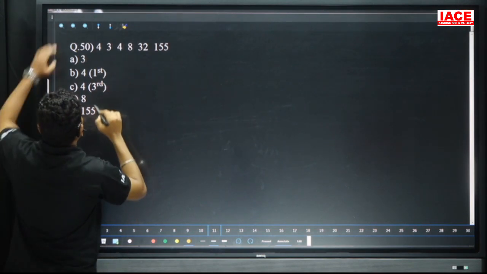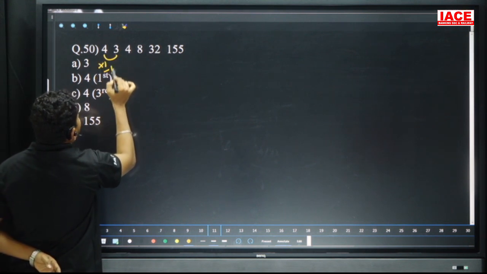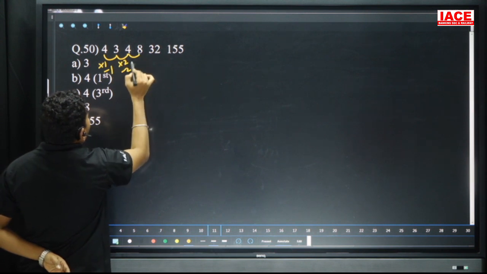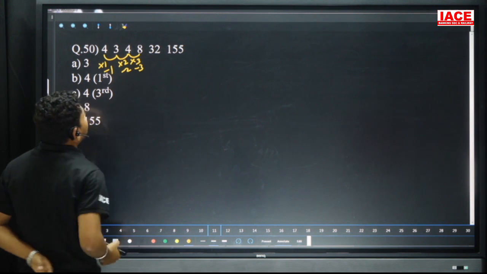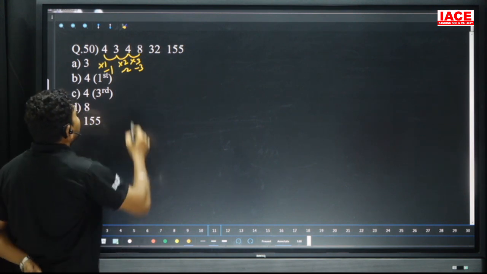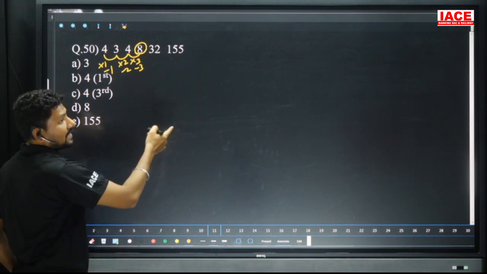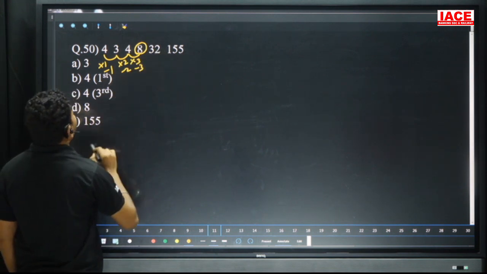Next, 4 3 4 8 32 in 155. Here 4 became 3 into 1 minus 1. Here into 2 minus 2. Here into 3 minus 3. 4 into 3 is 12, 12 minus 3 is 9. It is not 8. So 9 4s are 36, 36 minus 4 is 32. It's clear. Then our wrong number is 8.